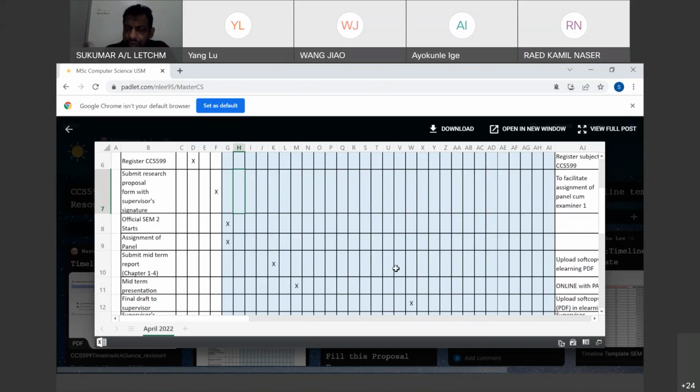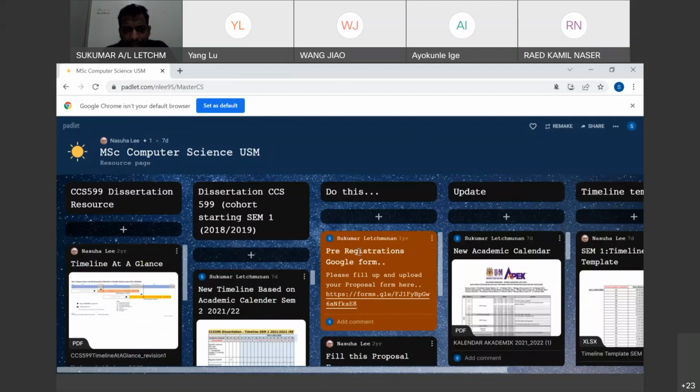Once you have paid and officially registered for CCS 599 next semester in the system, only then can you access the e-learn of CCS 599. Am I right? And during that time, you will have all this information again. But to make your life easier, we create this Padlet, where every single piece of information that you're supposed to know is already provided. As I mentioned earlier, we have the at a glance, and then we go through the timeline based on the year.